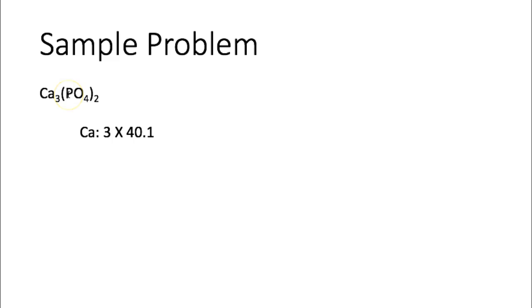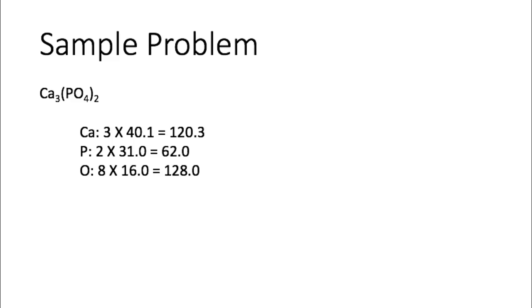Next, I take a look at my next element, which is phosphorus. Here you notice the parentheses, and there's a 2 outside the parentheses. In chemistry, this is very similar to math: my 2 distributes into the parentheses. So I actually have 2 atoms of phosphorus, and I multiply that by the atomic mass of phosphorus, which is 31. I do the same thing for my oxygen. In the parentheses, I have O4. The 2 outside the parentheses distributes in, so I have 8 atoms of oxygen, and I multiply that by the atomic mass of each oxygen, which is 16.0.